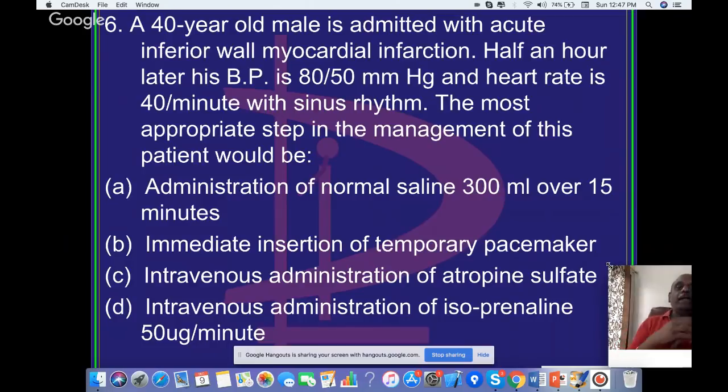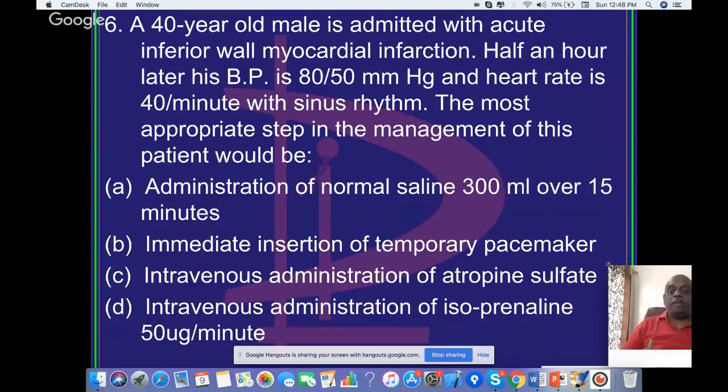A 40-year-old male is admitted with acute inferior wall MI. Half an hour later, his blood pressure is 80 by 50, and his heart rate is only 40 per minute. What are the most appropriate steps to manage? There is a very important clue in this question that you should remember. There's a severe bradycardia. Typically in inferior wall MI, there's decreased blood flow to the AV node that leads to the development of bradycardia.